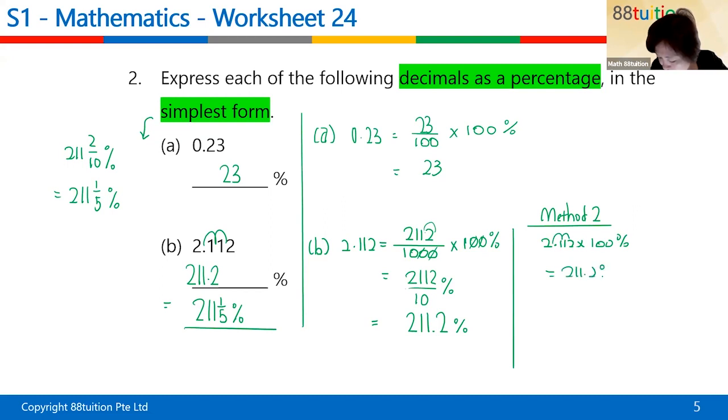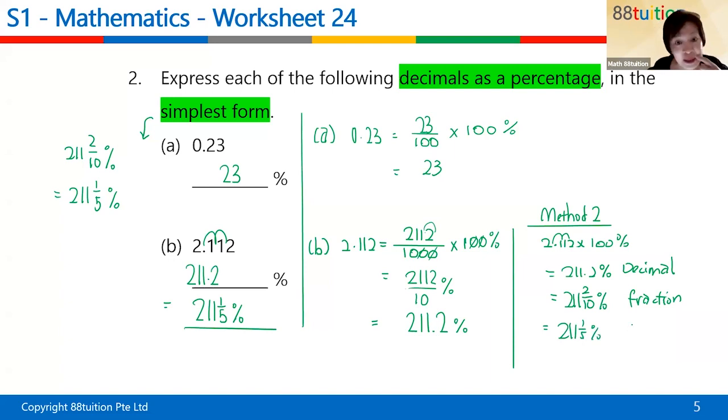Then you get 2. This way also can. All right, but this one is in the form of decimal, okay? But this is in the form of fraction, then you just change to fraction. 211, 2 out of 10, okay? And you get 211 and 1/5. Very good question, thank you for asking that.